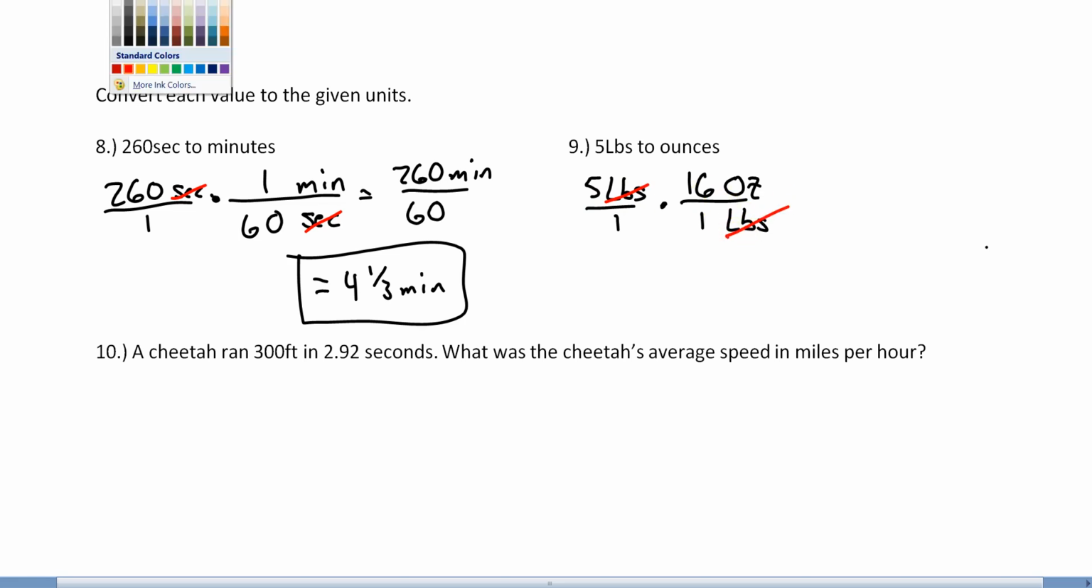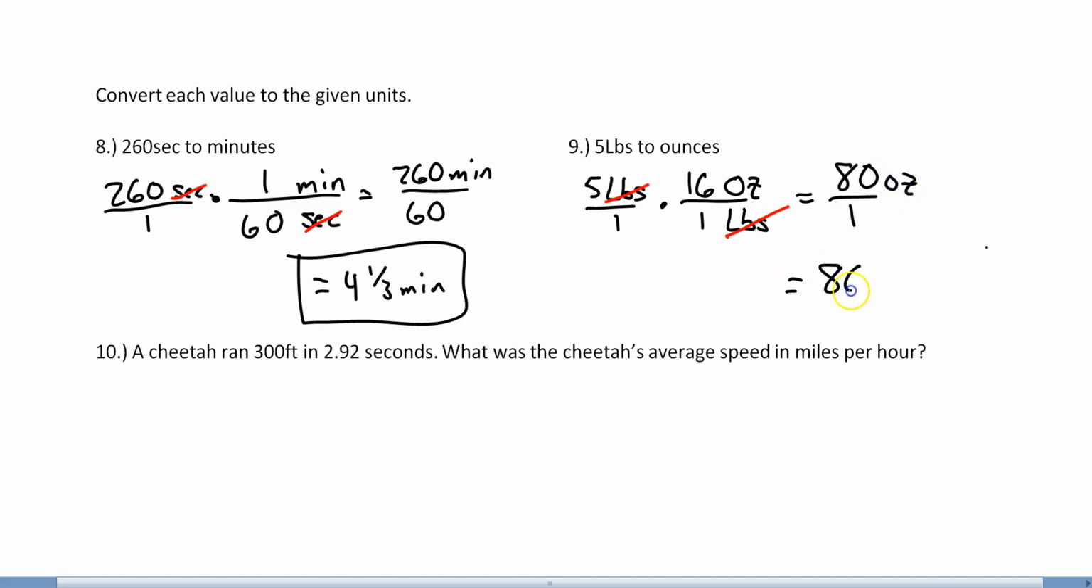And now I multiply straight across. And again, I'm going to show this. But I do 5 times the 16, which is 80. I do 1 times the 1, which is 1. So I have 80 ounces over 1. Well, yeah, that just simplifies to 80 ounces. And that's it.